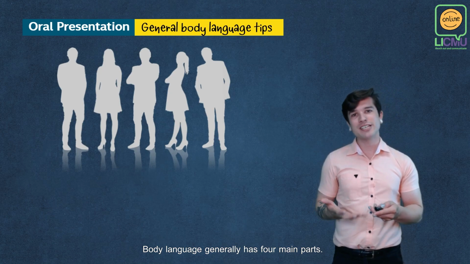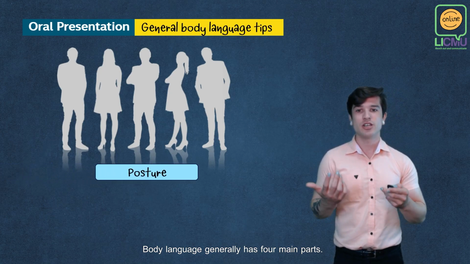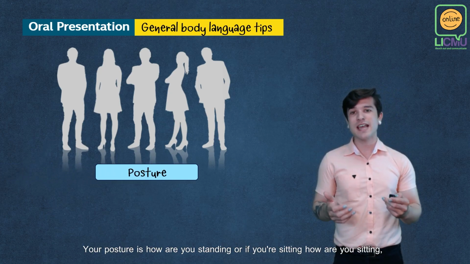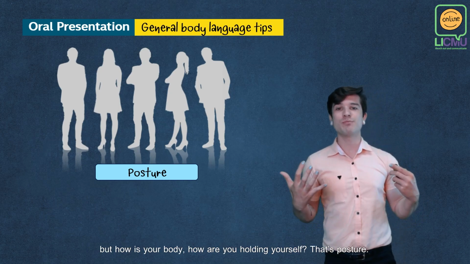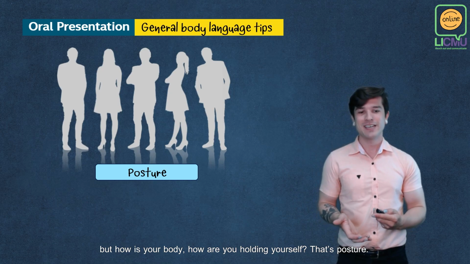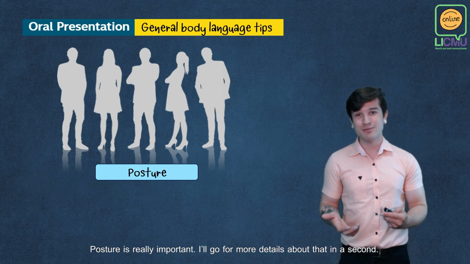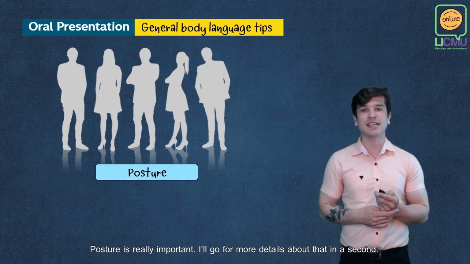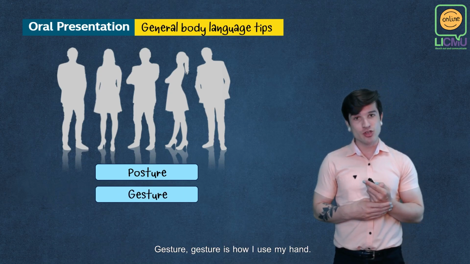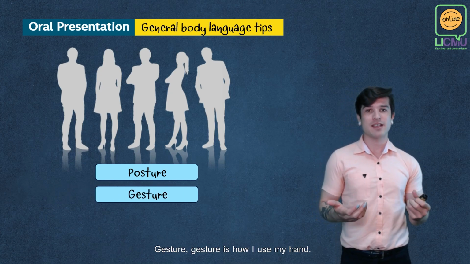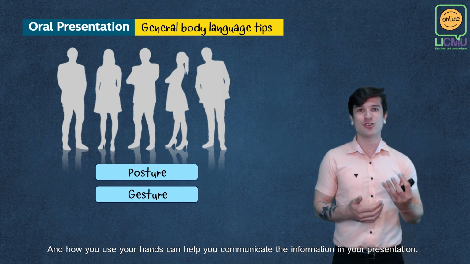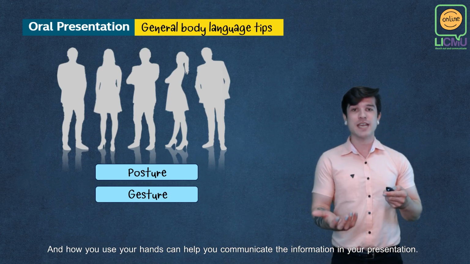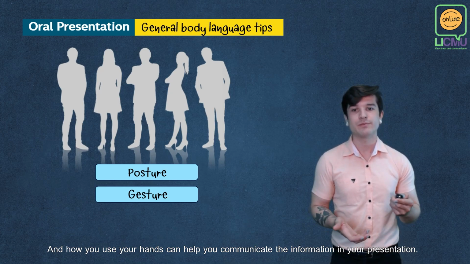Body language generally has 4 main parts. Your posture. Your posture is how are you standing? Or if you're sitting, how are you sitting? But how is your body? How are you holding yourself? That's posture. Posture is really important. We're going to go into more detail about that in a second. Gesture. Gesture is how I use my hands. So you see, I move my hands a lot. And how you use your hands can help you communicate the information in your presentation.